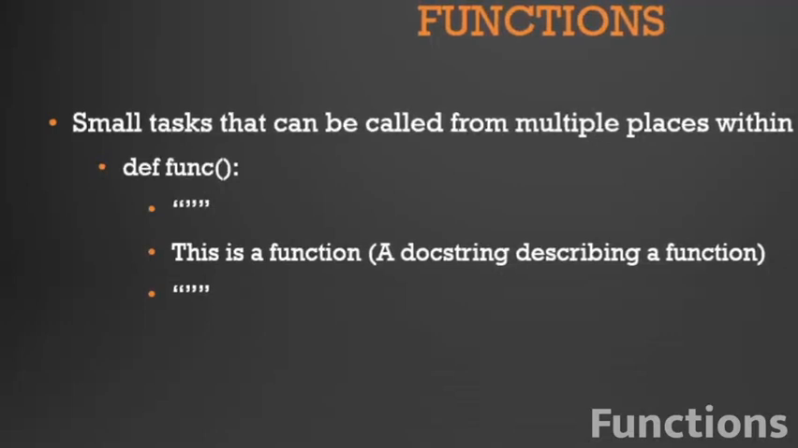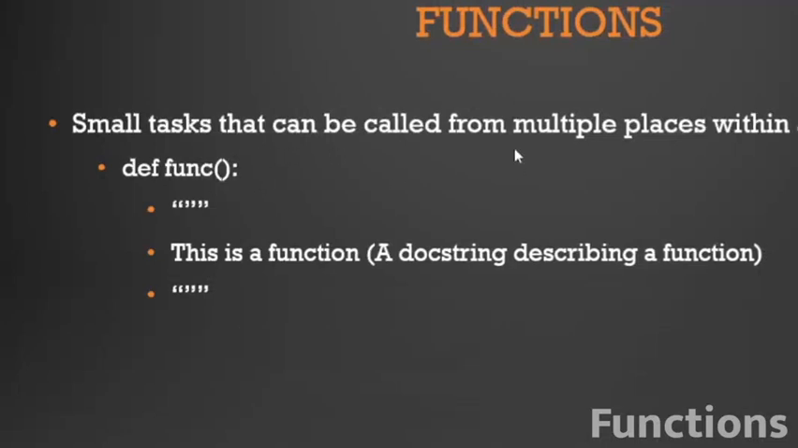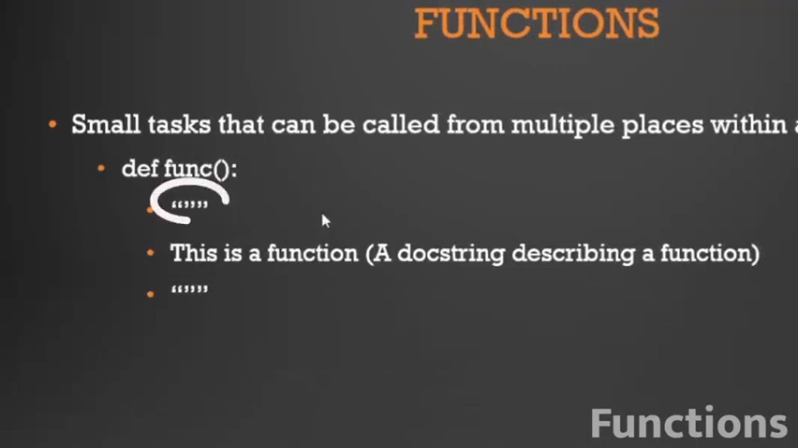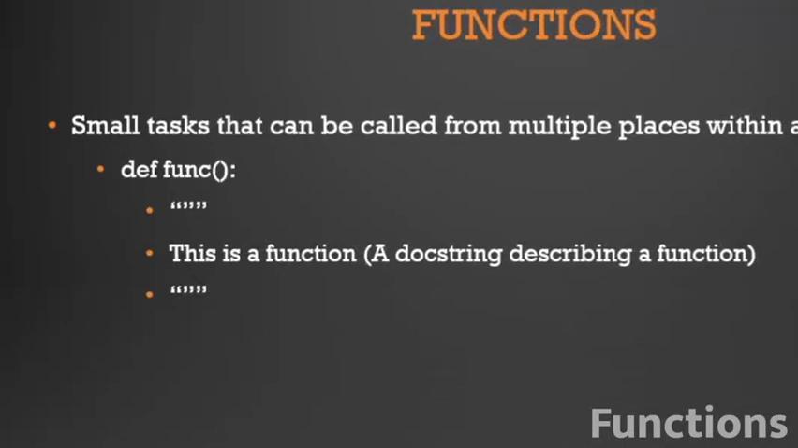Commonly you can also put a comment by using a pound sign to the right side of the parenthesis. Maybe you can put a comment over here to tell what exactly the function does. But the docstring is the triple quotation. It can be on a single line also: this is a function over here, and triple quotation closing it. You can access this docstring by using a special function, which we'll be seeing later on.